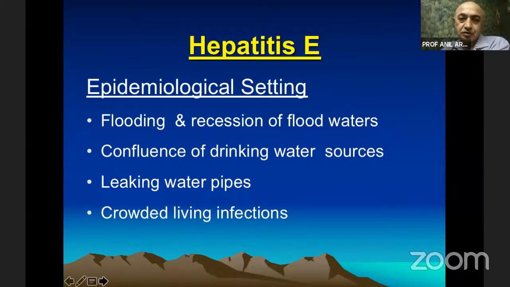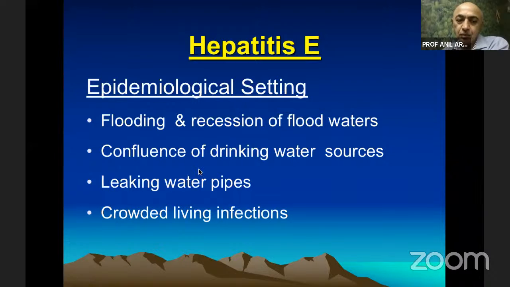The second commonest infection which is transmitted by the fecal-oral route is hepatitis E. This typically occurs in Indian scenarios and in the underdeveloped countries, and it is the cause of almost all epidemics which have been reported till date. All epidemics of waterborne infection till date reported anywhere in the world are related to hepatitis E. This typically occurs in settings of poor socioeconomic status in countries like ours, when there is a flooding and recession of the flood waters, there is a confluence of the drinking water resources with the sewage disposal plants.